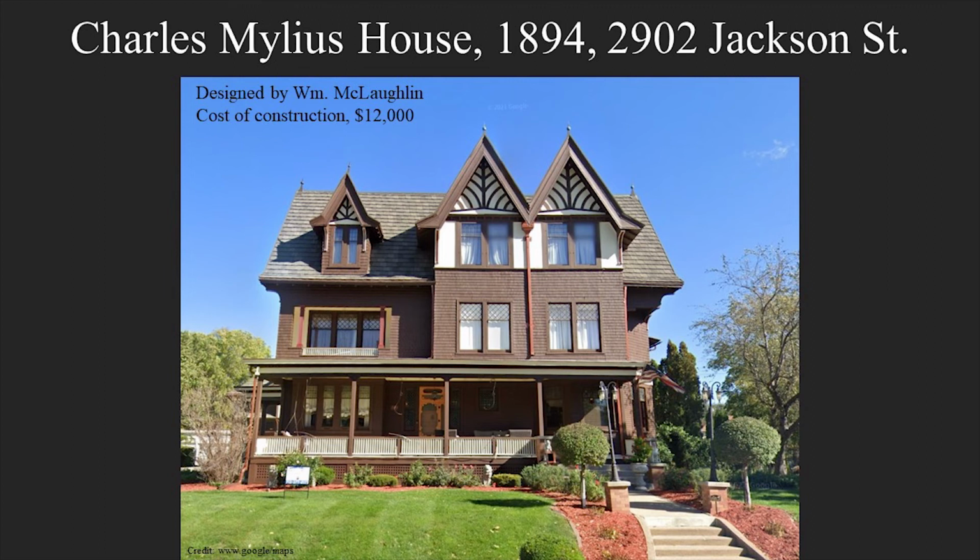Across the street from that is the Charles Milius House, built in 1894 at 2902 Jackson Street. This structure was designed by William McLaughlin, and the cost of construction was $12,000. The key feature of this house that I want to point out is, again, that half timbering, which you can see in the two large gable roofs.